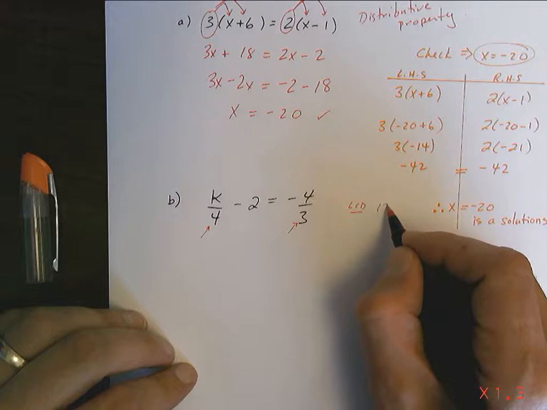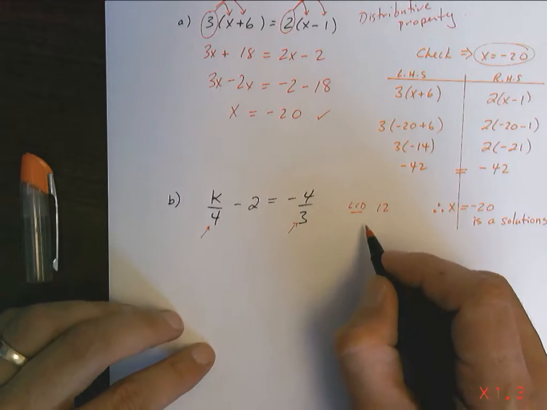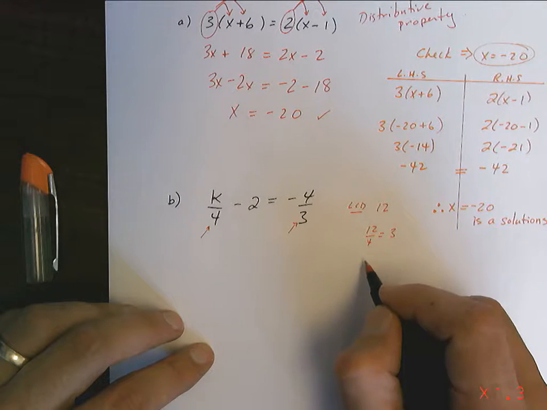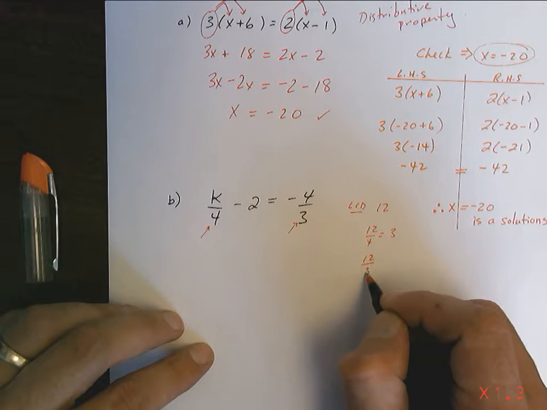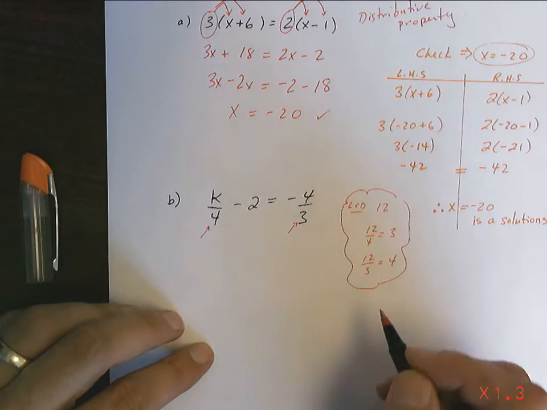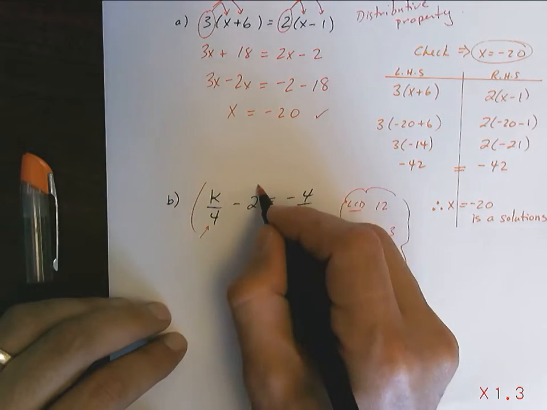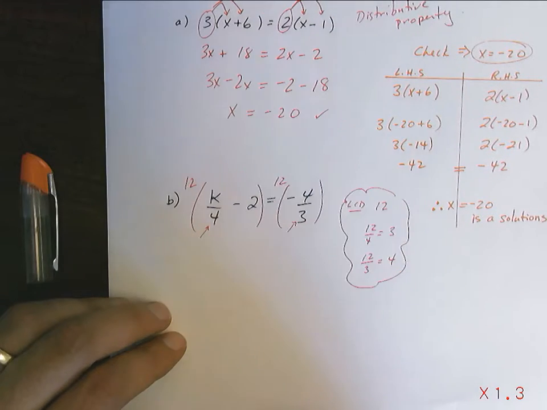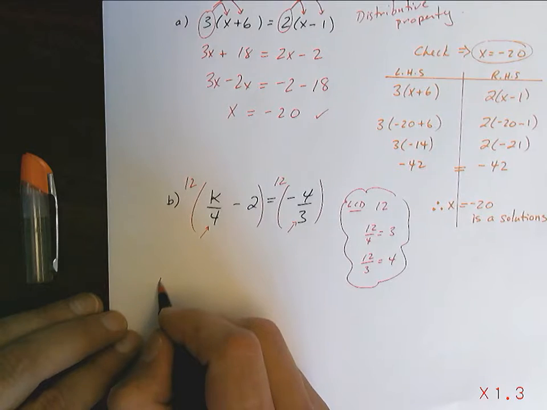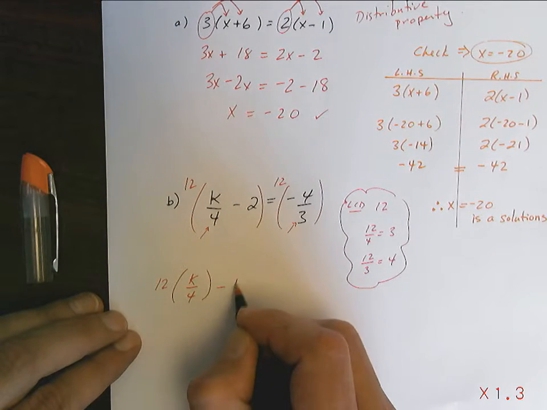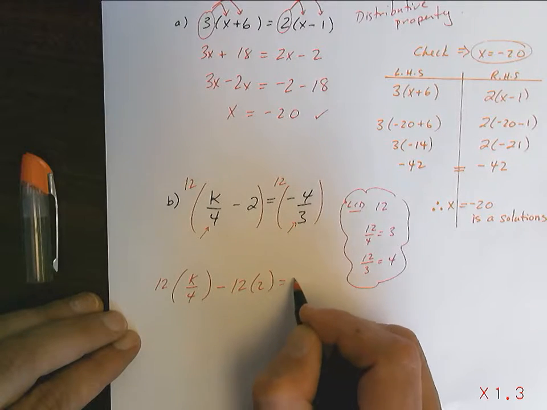The LCD is 12. Why is it 12? Because if I take 12 and divide it by 4, I get a nice even number of 3. And if I take 12 and divide it by 3, I get a nice even number of 4. So I'm going to use this. I'm going to multiply both sides of the equation by 12. Now, multiplying both sides of the equation by 12 is the same as multiplying each and every term by 12.